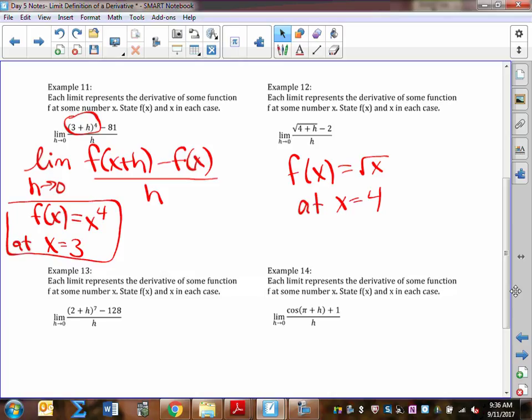Homework and passing out the big homework. As you can tell, it's tedious with all that limit notation, but it's good for you.